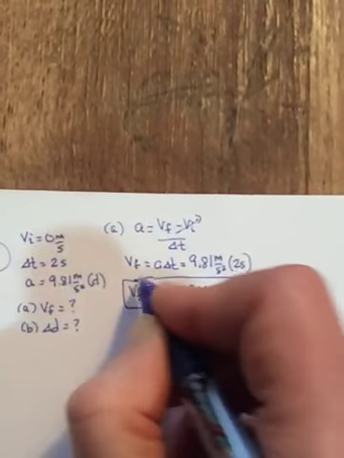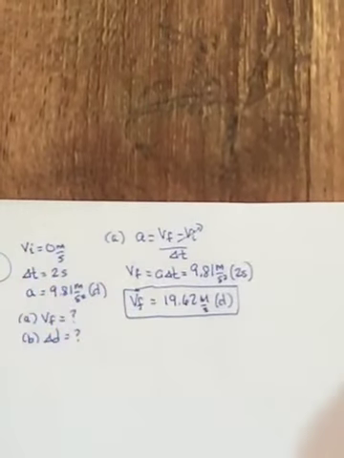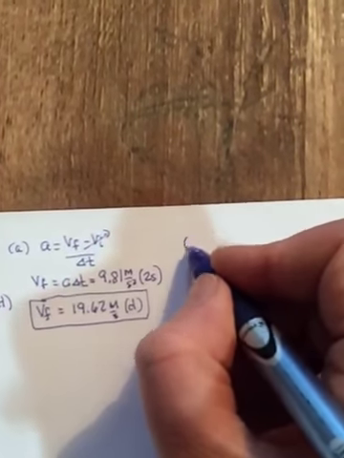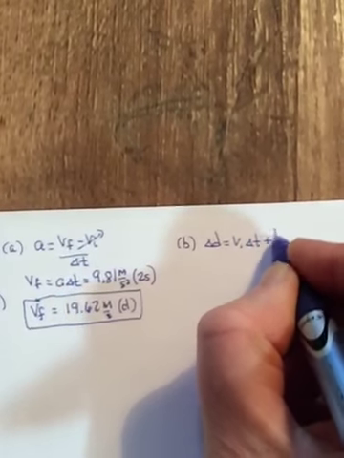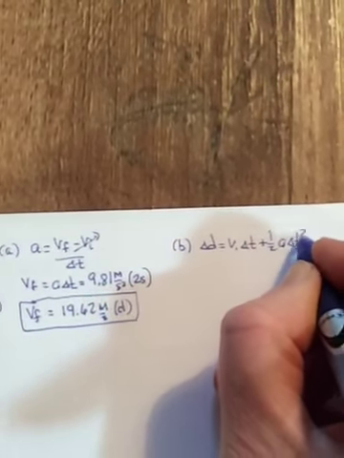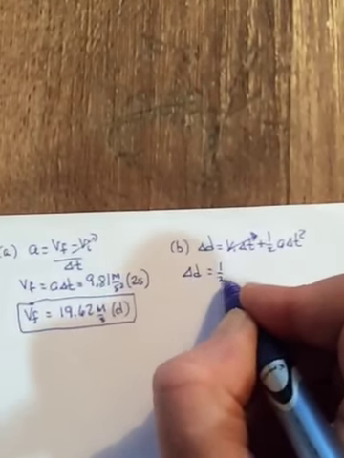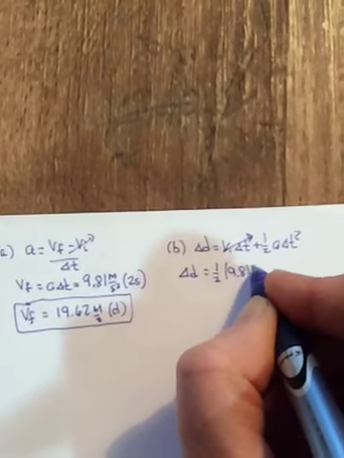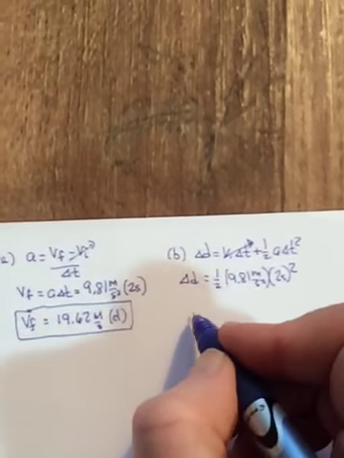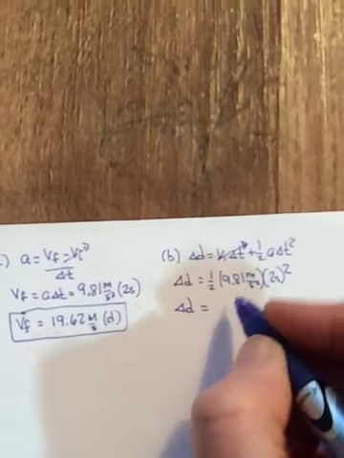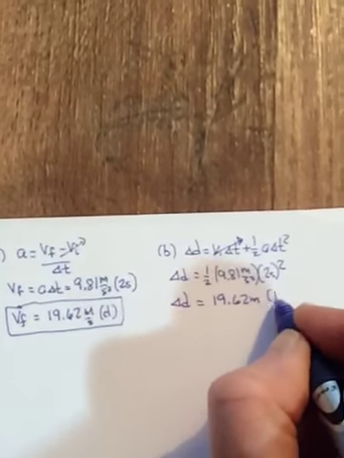Okay, that's part A. Part B wants the delta D, and if I have a VI, a delta T, and an A, I would use for part B, delta D is equal to VI delta T plus 1/2 A delta T squared. Again, the VI is 0, so this term disappears. So 1/2 times 9.81 meters per second squared times 2 seconds squared. 2 squared is 4, half of 4 is 2, 2 times 9.81, 19.62 meters down.